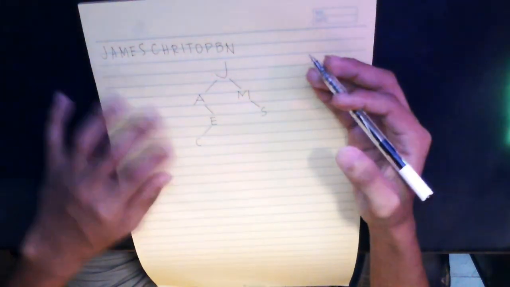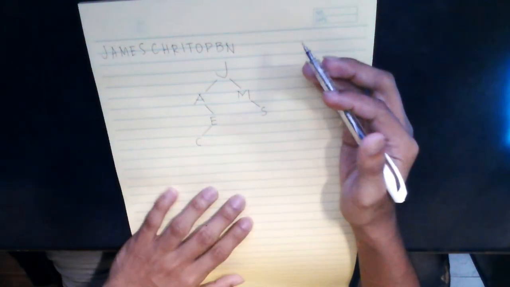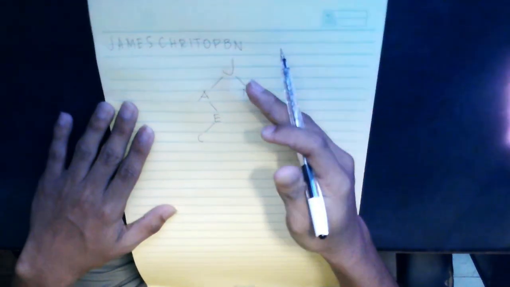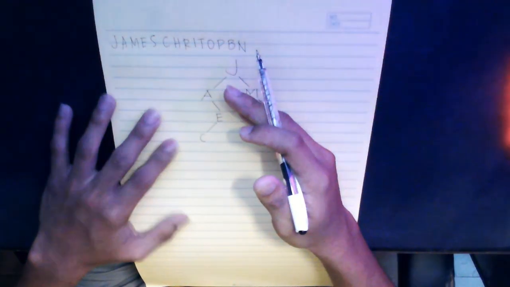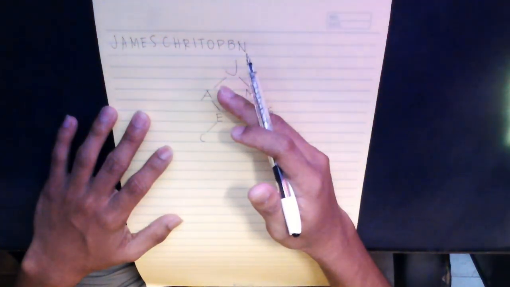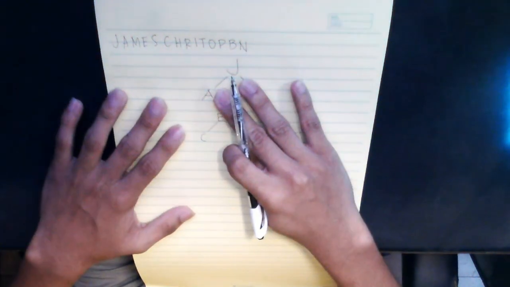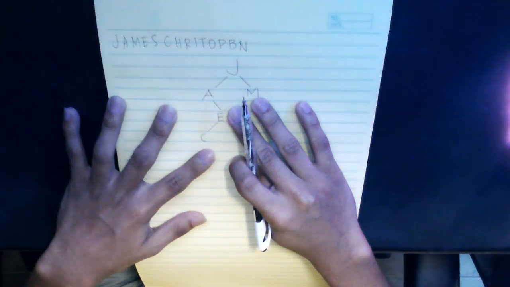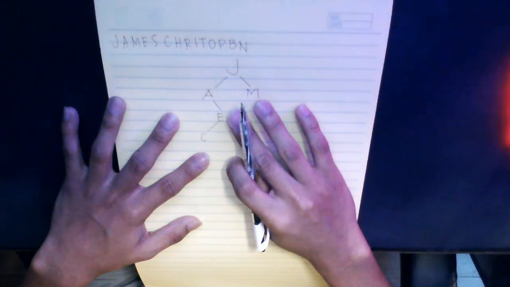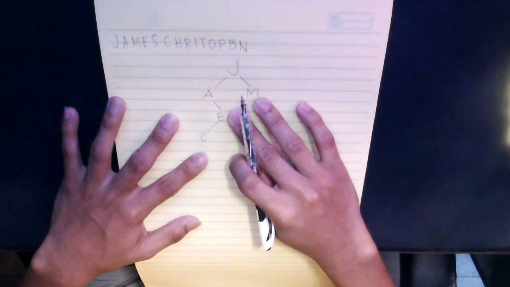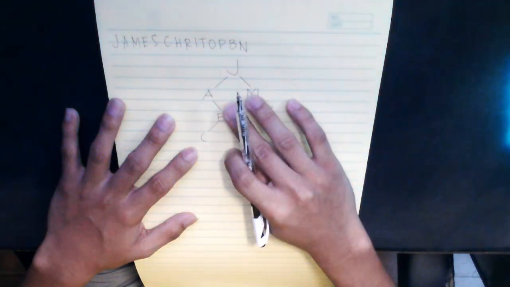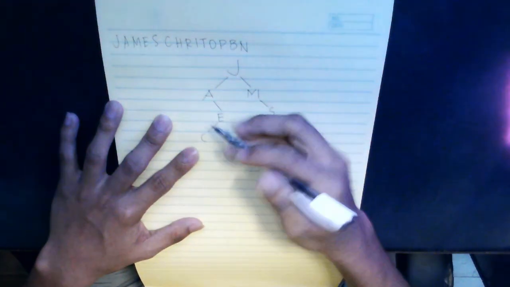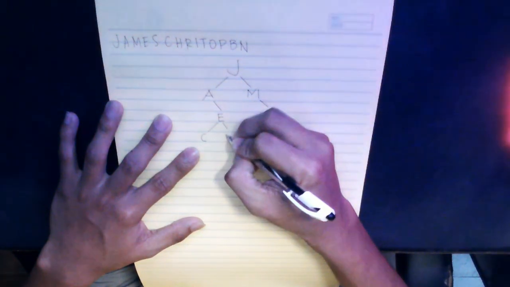Next letter is H. H is less than J, so we're going to put it on the left child of J, which is A. Comparing H to A, H is greater than A, so we're going to put it on the right child of A. But since E is already sitting at the right child of A, we're going to compare H to E. Knowing that H is greater than E, we're going to put H as the right child of E.